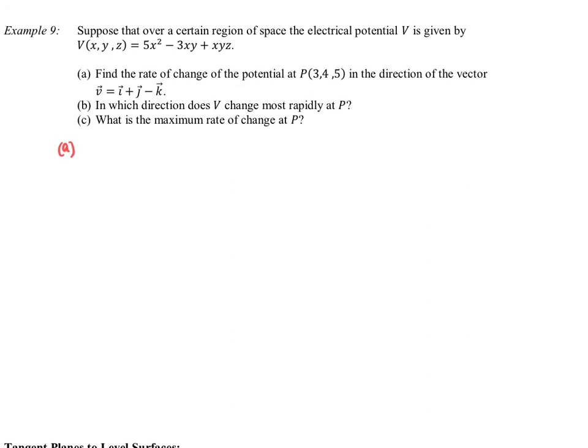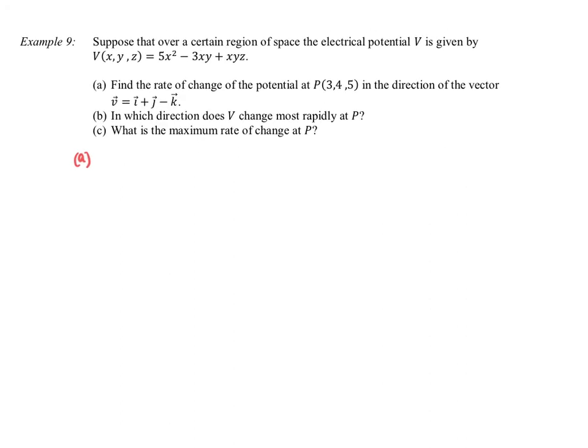We're looking at this function V, which is the electrical potential over a region of space, based on a point x, y, and z. So we're going to find the rate of change of the potential at the point 3, 4, 5 in the direction of v. So our first step, obviously, is to calculate the magnitude of v so we can set up a unit vector. And v is 1, 1, negative 1, so our magnitude is the square root of 3. So our unit vector is 1 over root 3 of 1, 1, negative 1.